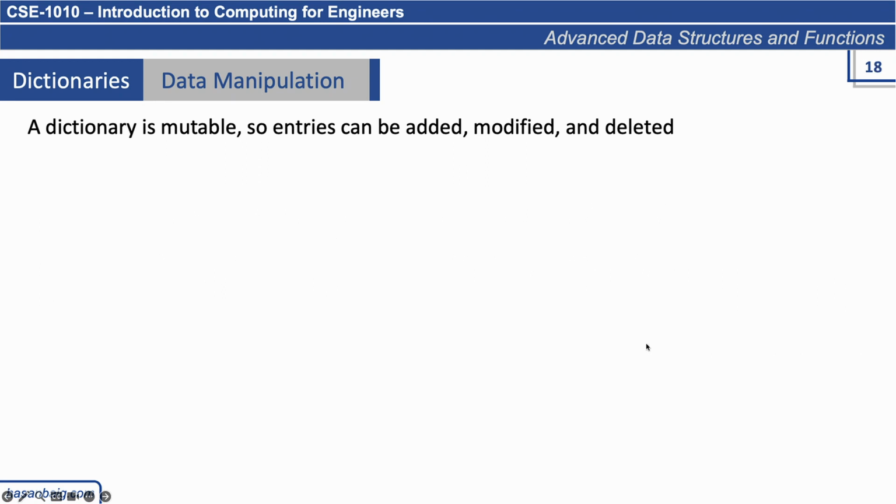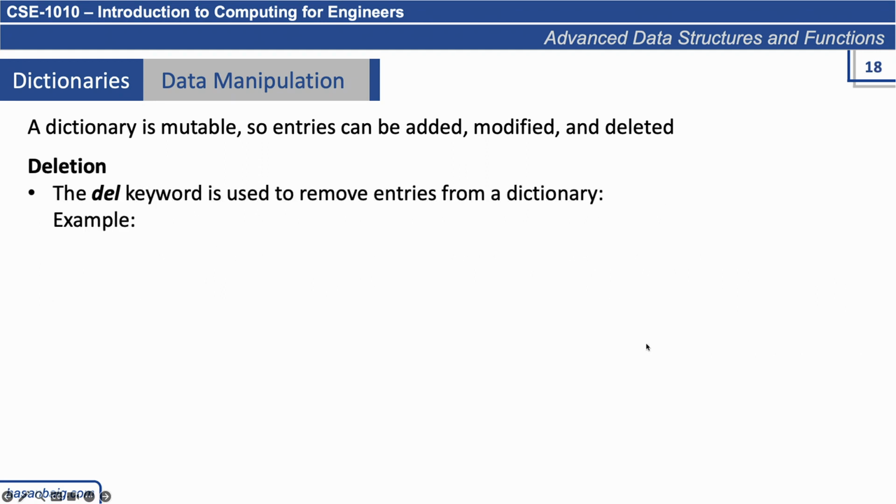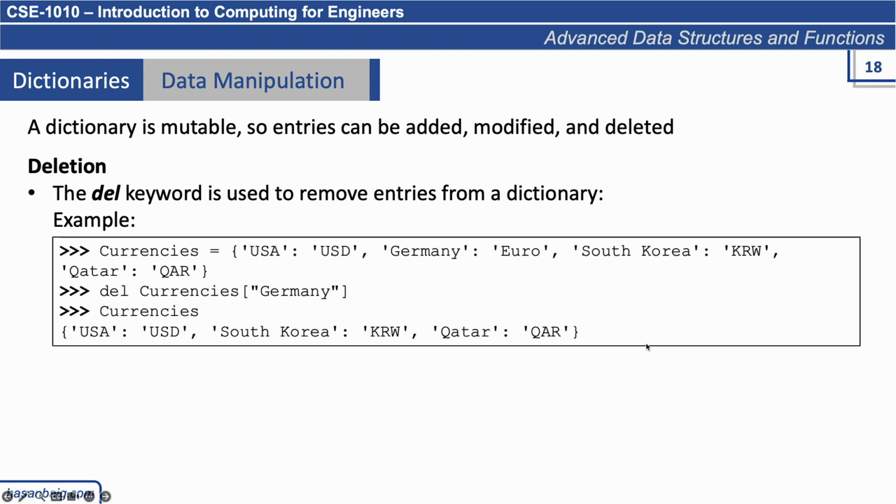So a dictionary is mutable, so entries can be added, modified and deleted. We can use the del keyword. Here, for example, in the same currencies dictionary, we can delete a key and its associated value only by specifying the key. We do not need to specify its value.